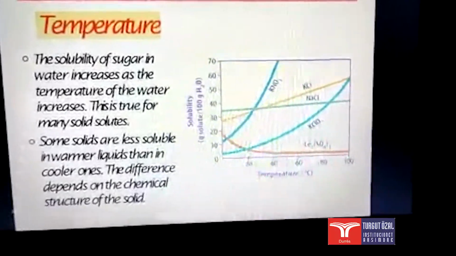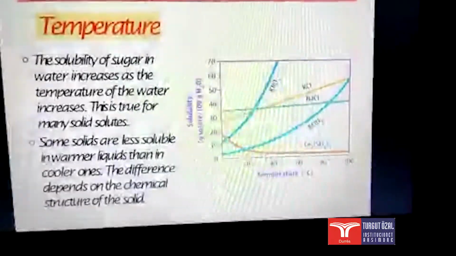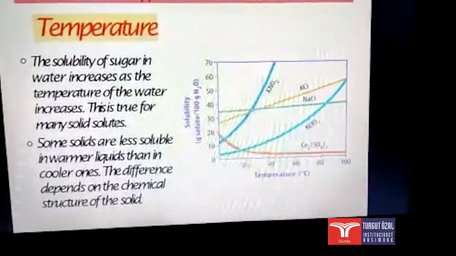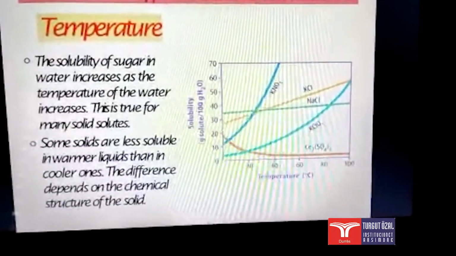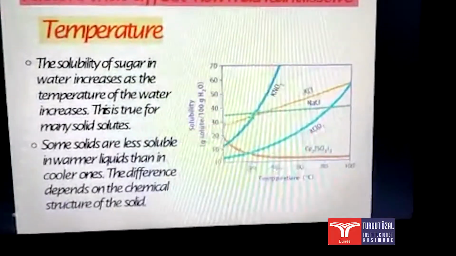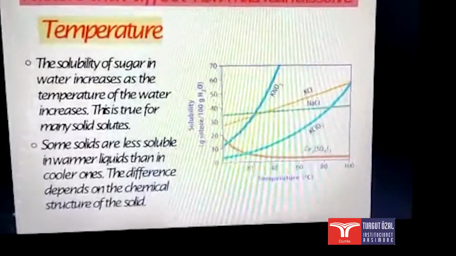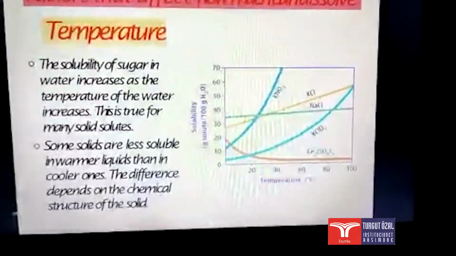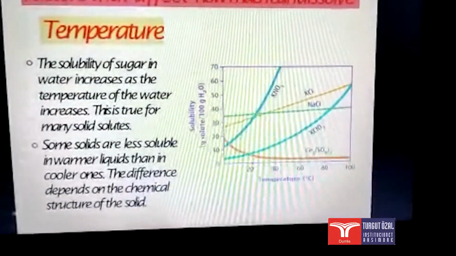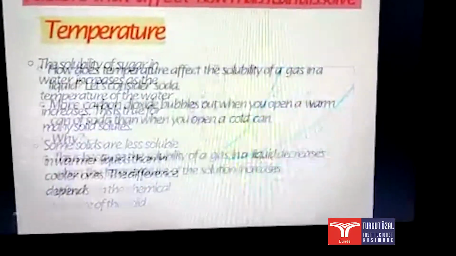The solubility of sugar in water increases as the temperature of the water increases. This is true for many solid solutes. Some solids are less soluble in warmer liquids than in cooler ones. The difference depends on the chemical structure of the solid.